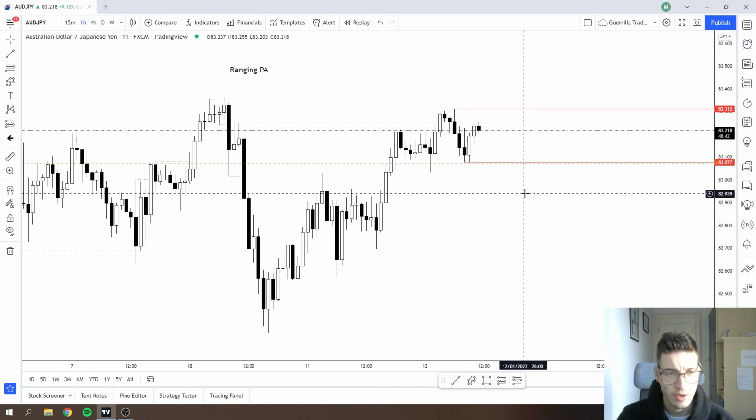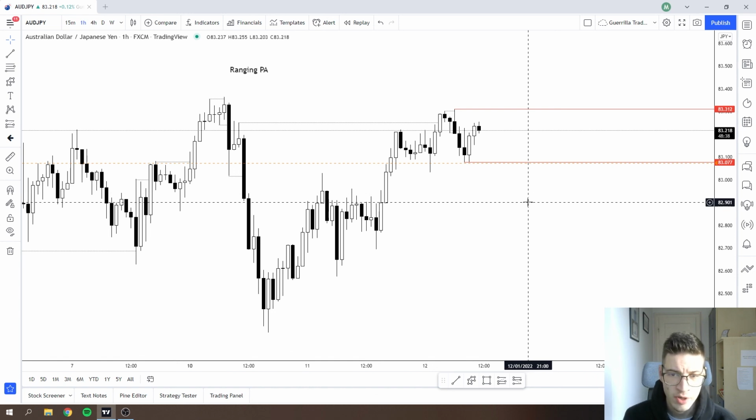So that's it for the Aussie pairs, and that's it for the whole forecast. The market is still really range bound. I'm not seeing any clear moves, but I am seeing some ascending structures, so I'm waiting to see how they play out.